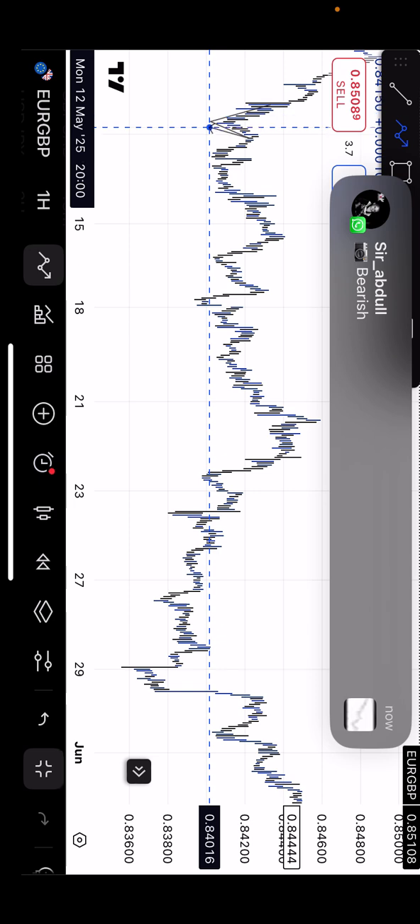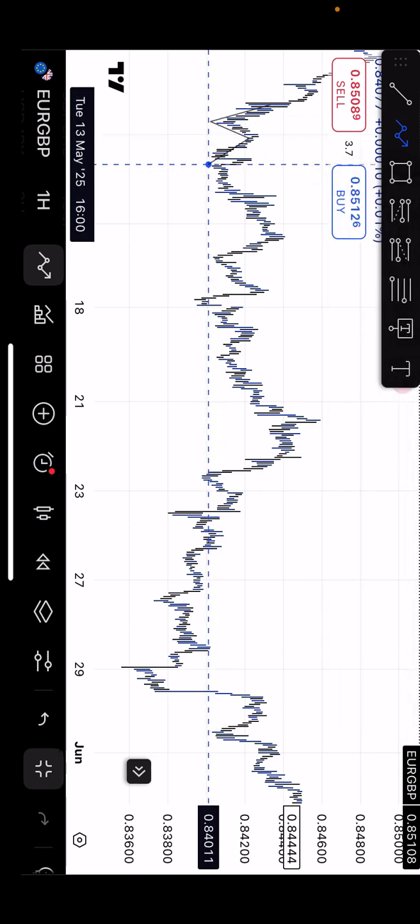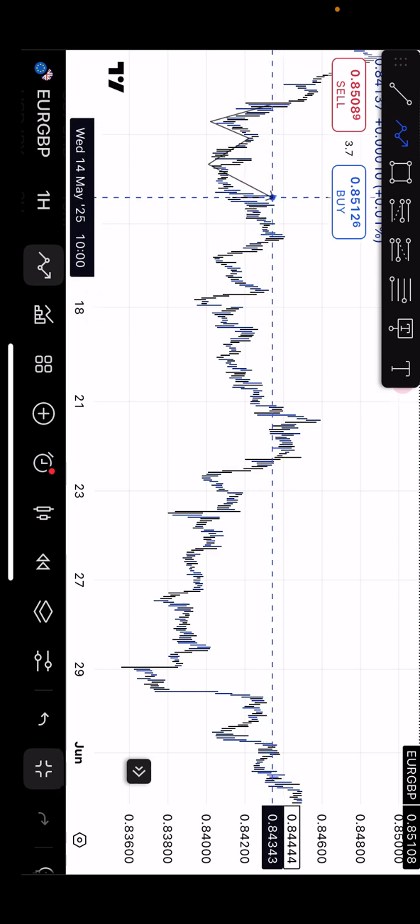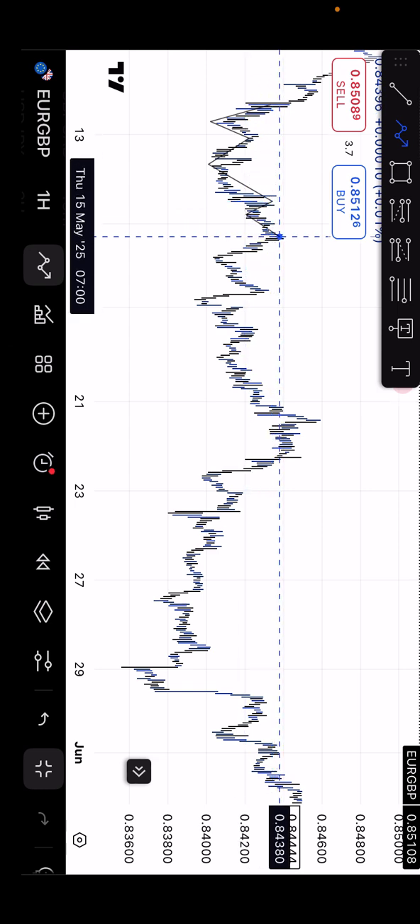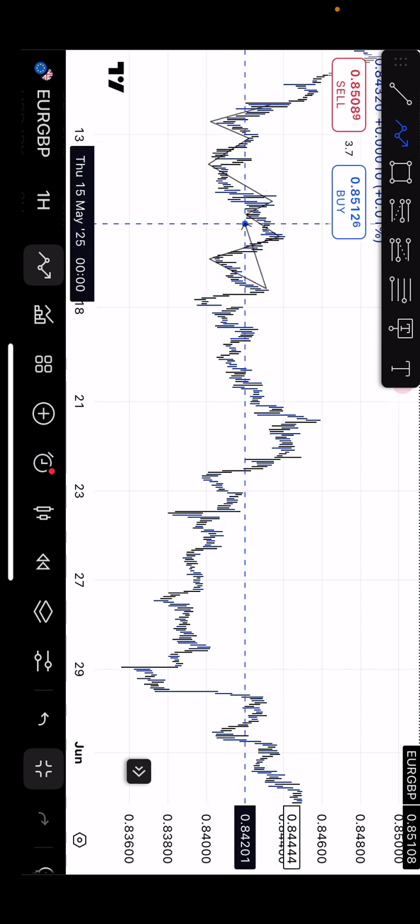Don't mind if I draw this candle. There's a breakout here. See this low, see this high, right? See this low, see this high. This is a market structure shift.